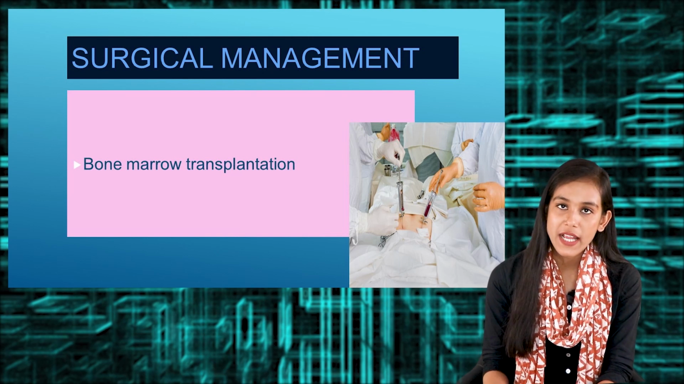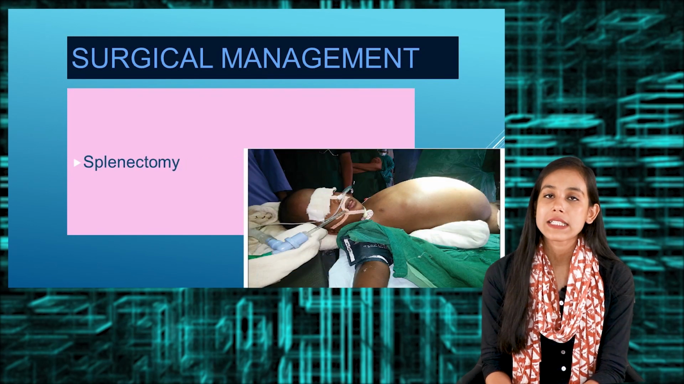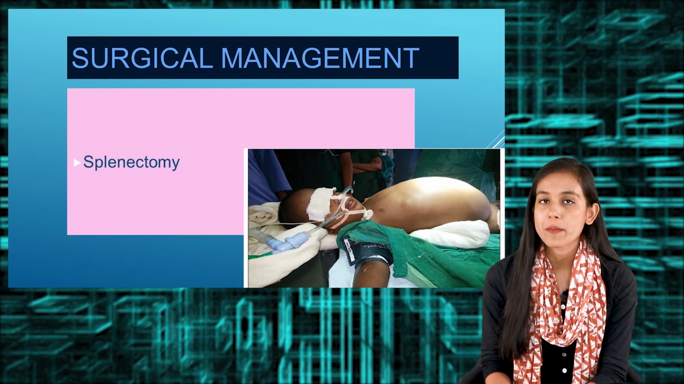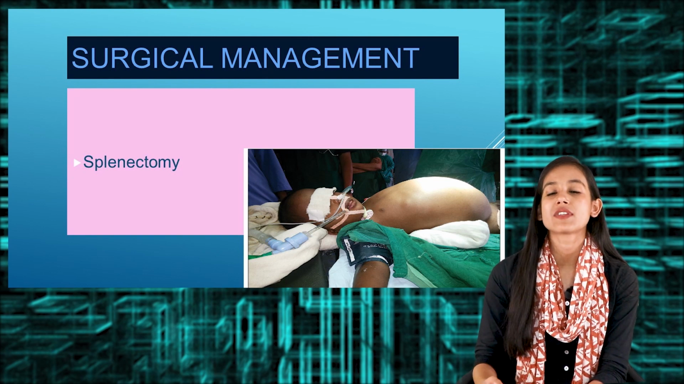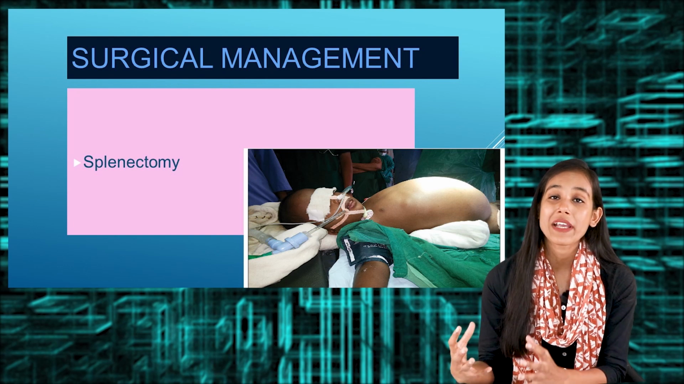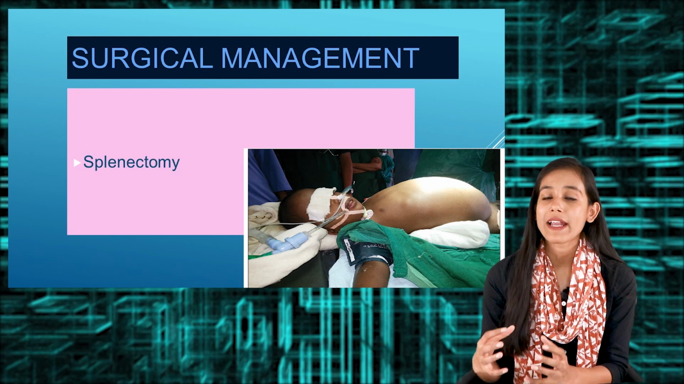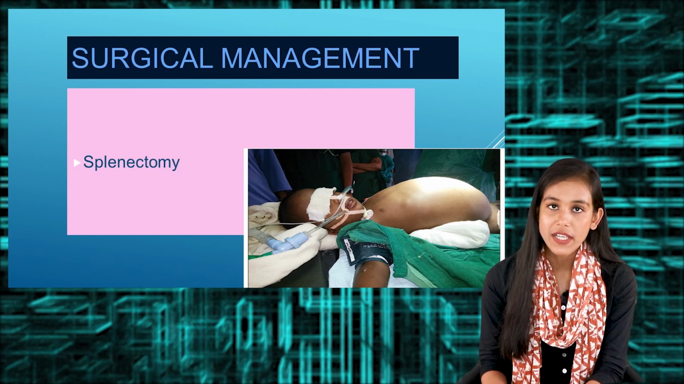So bone marrow transplantation is a surgical management, and then we can also do splenectomy. Splenectomy is done if there is splenomegaly, if the splenomegaly is excessive. So we know why splenomegaly will be there. So to manage that, splenectomy can be done.